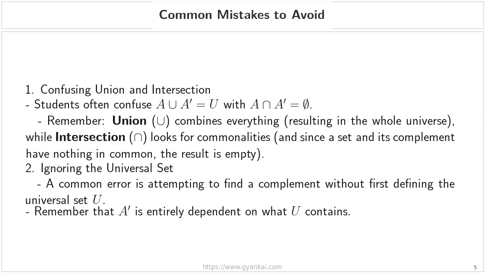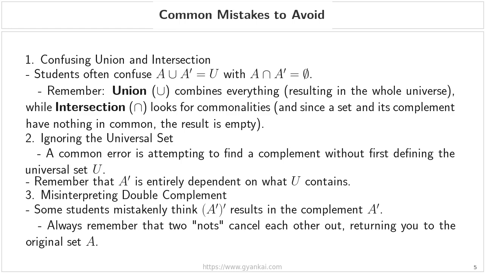Second, be careful not to ignore the universal set. A frequent error is trying to calculate a complement without first identifying what your universe actually is. Always remember that the complement, A prime, is entirely dependent on the boundaries of the universal set. If you don't know what is in your universe, you cannot accurately determine what is outside of set A.